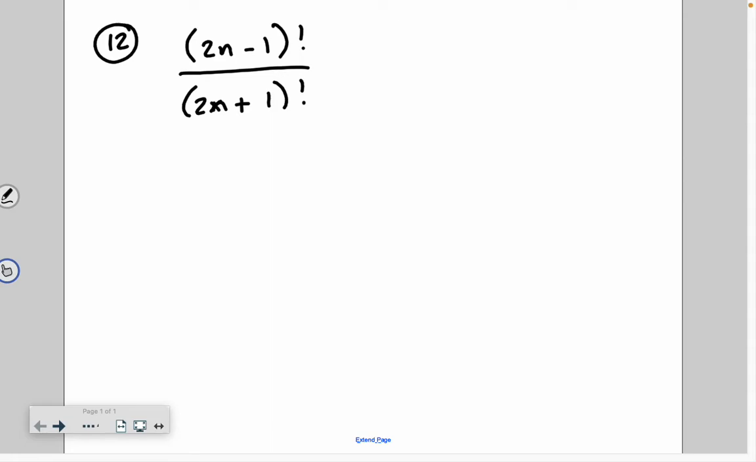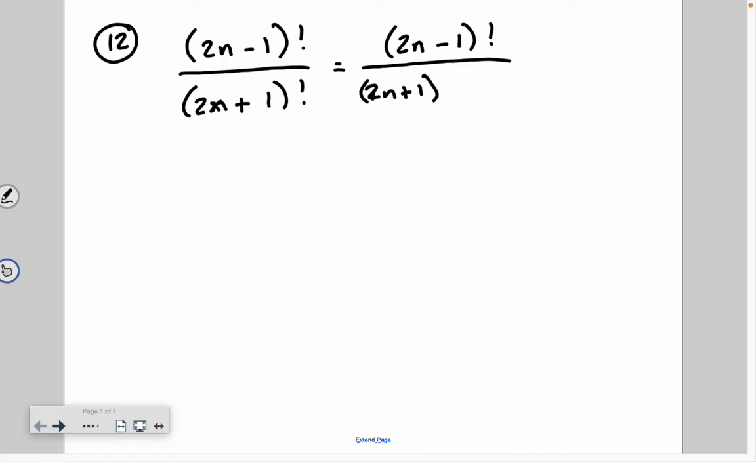The reason I say that is we're going to work our way down to the other one. That's the one I'm going to work on. So I'm not even going to touch the top factorial. I'm going to leave it alone. 2n minus 1 factorial. Let's just leave that as is. In the bottom one, we're going to start to write out the factors. The first factor will be 2n plus 1.